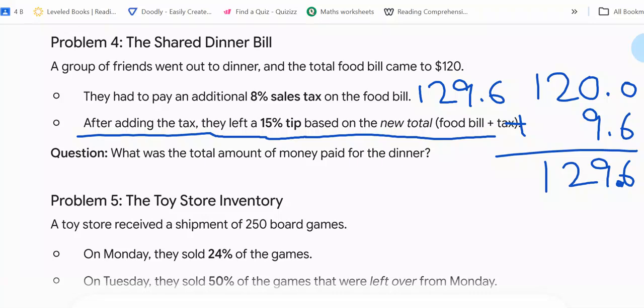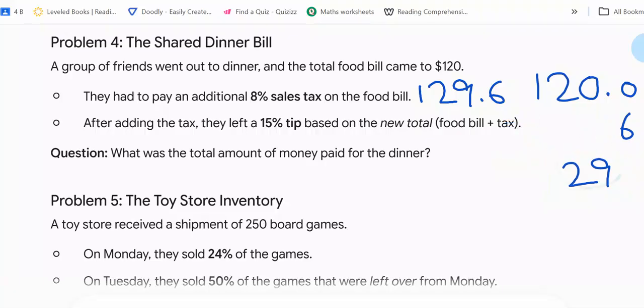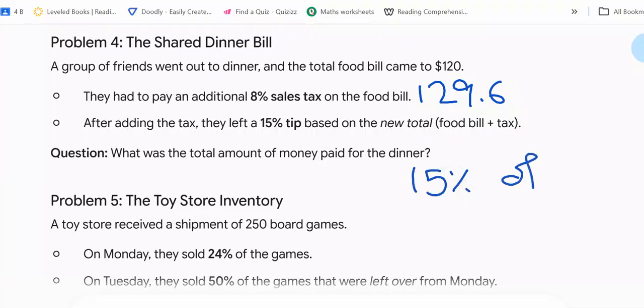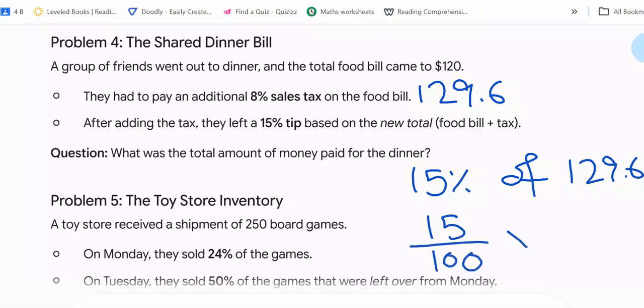Okay, 15% tip based on the total. Okay, 15% tip on 129.6. Let's remove this extra mess from the screen, and we have to find out 15% of 129.6. Now a decimal is in it, so please be careful while watching, and if you don't understand anything, you can ask me in the comment section or you can watch it again.